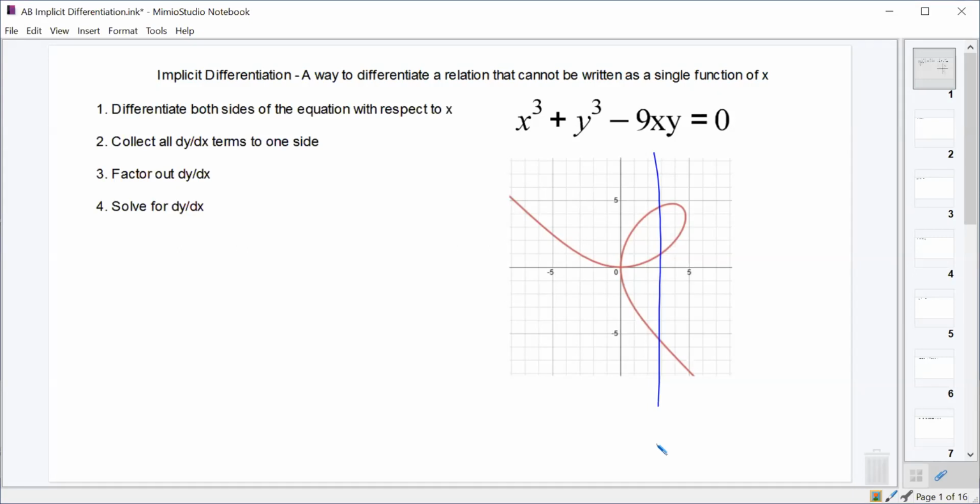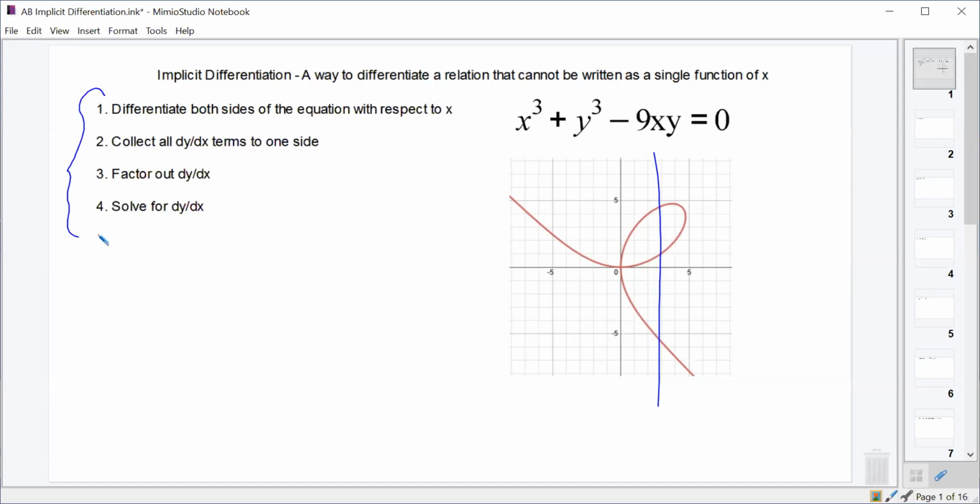And anytime you have an equation that cannot be written as y equals something all in terms of x, so y as a function of x, then the way we will find dy dx for it, the way we'll find the derivative, is this method called implicit differentiation. And so these 4 things here are the basic steps for implicit differentiation, and we're going to do them as we go through.